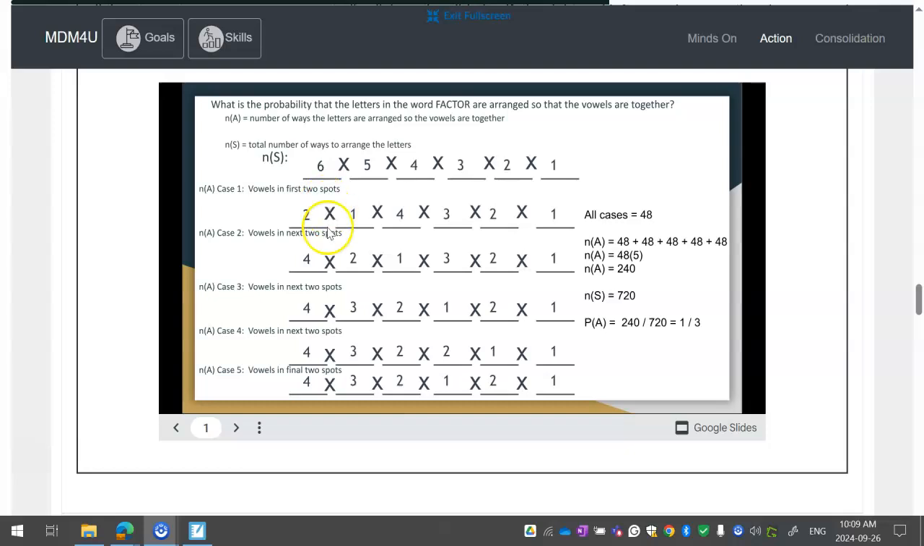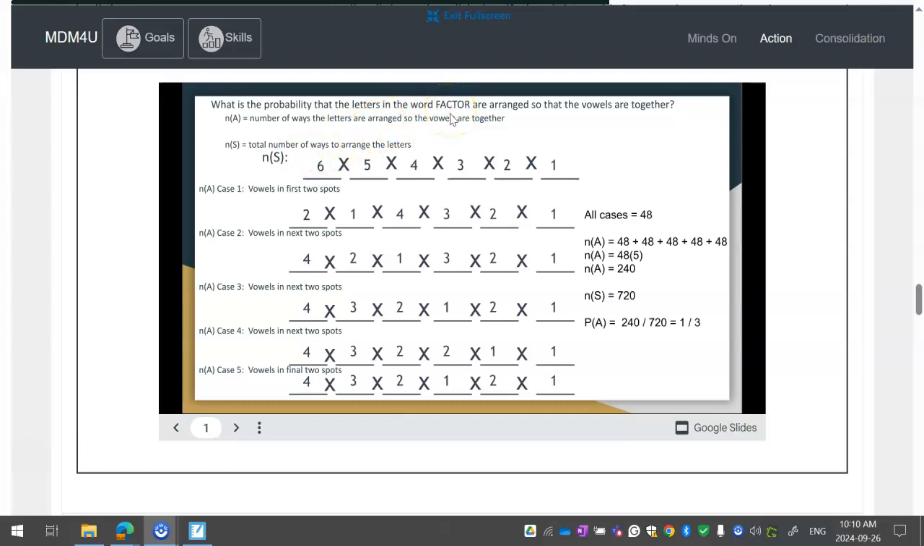So for example, in this situation here, what you're trying to do is figure out the number of ways the letters A and O can be together if you randomly assign the letters in factor. So you take these letters and you put them in order. There's 6, 5, 4, 3, 2, 1 ways to put those letters in order with no restrictions. So that's going to be your denominator. And success in this case is going to be any situation where A and O are together.